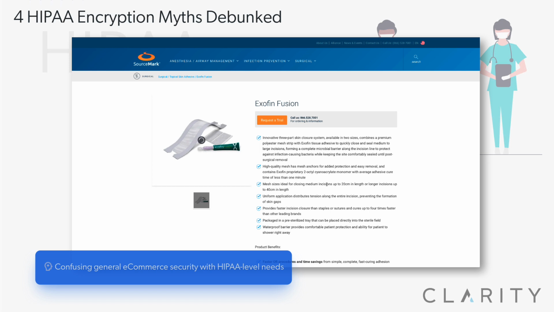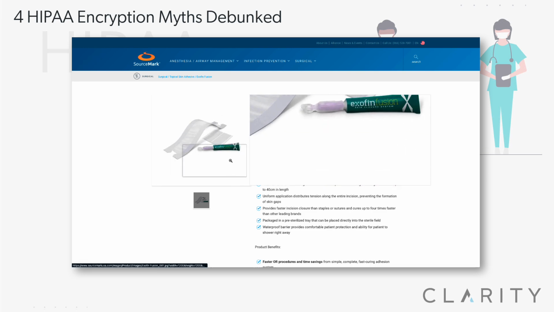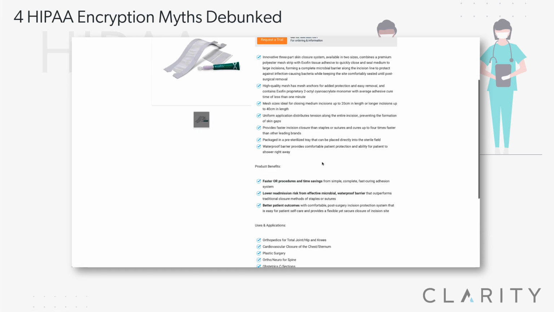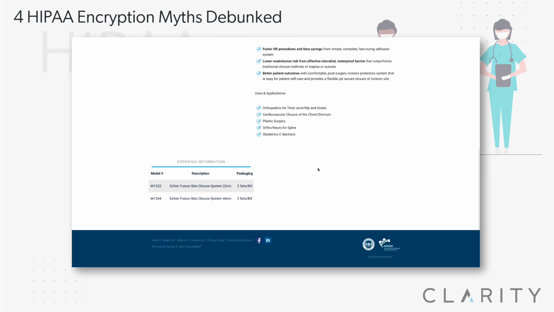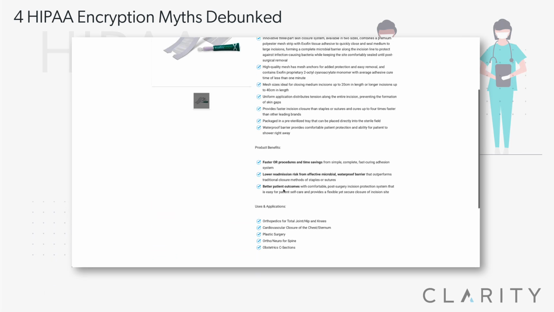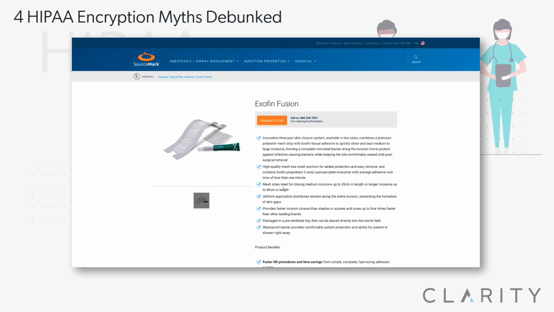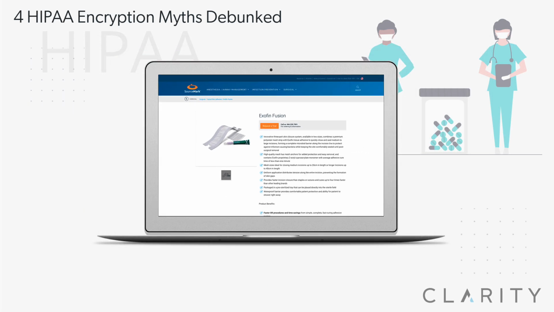Number 4, confusing general e-commerce security with HIPAA-level security. General e-commerce practices most often do not cover specific HIPAA requirements like access controls, audit trails, encryption, quite a few other things. Even if they do some of it, those vendors are most likely not in a position to sign a BAA and be co-liable for your HIPAA compliance. So work with a HIPAA partner to tailor your encryption strategy to meet the HIPAA standards outlined on the hhs.gov website.